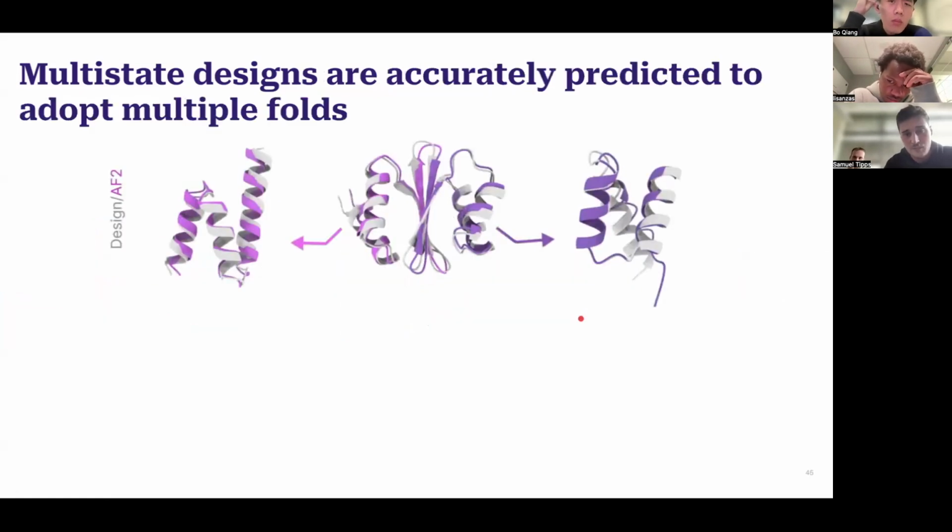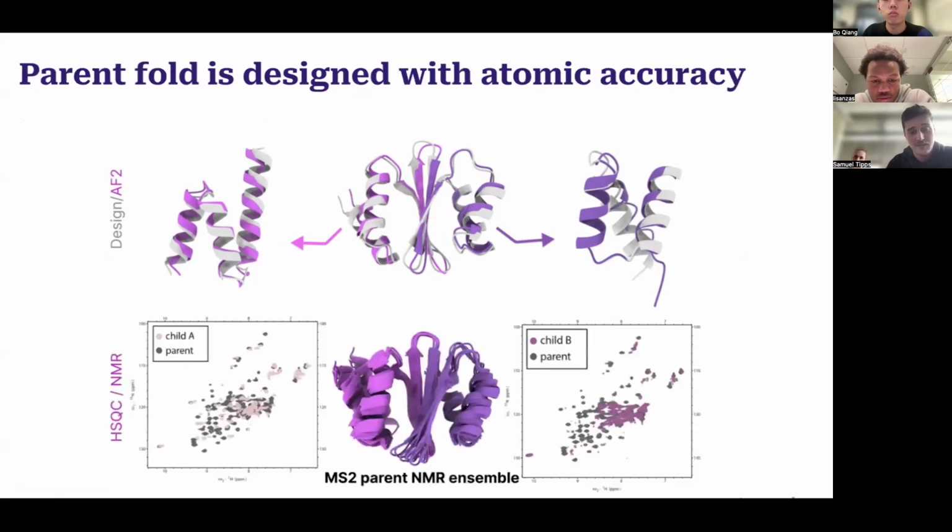And so we designed a bunch of these computationally, and then we ran AlphaFold on all three states to predict the child A, the parent, and the child B state. And we were able to find good designs with high AlphaFold confidence and low RMSD to our design models, shown here on the top. So they're predicted to adopt these multiple folds. And when collaborating with the McShann lab at Georgia Tech, they were able to obtain a high-resolution NMR structure of the parent fold, indicating that we're able to design this complex alpha-beta fold.